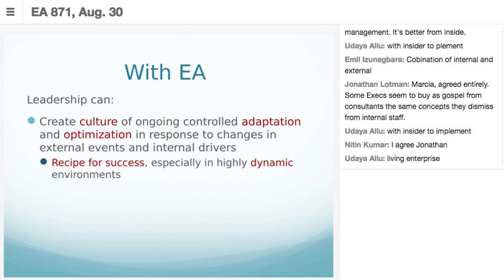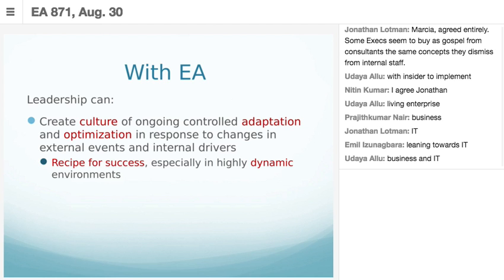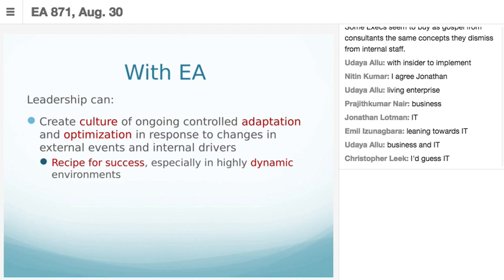From where has EA developed? From whence it came? Which side of the house, business or IT? I would say more it's initiation from the business side that initiates these kind of frameworks, since IT is just... Well, that's okay. That's great. Thank you. I guess IT. It is IT. EA developed on the IT side.